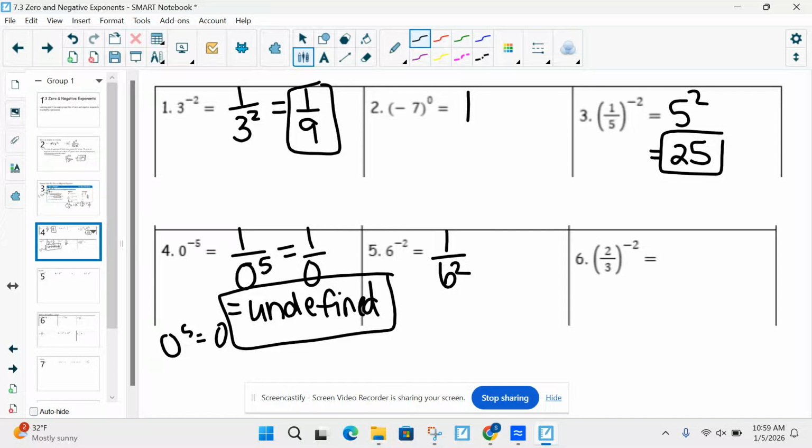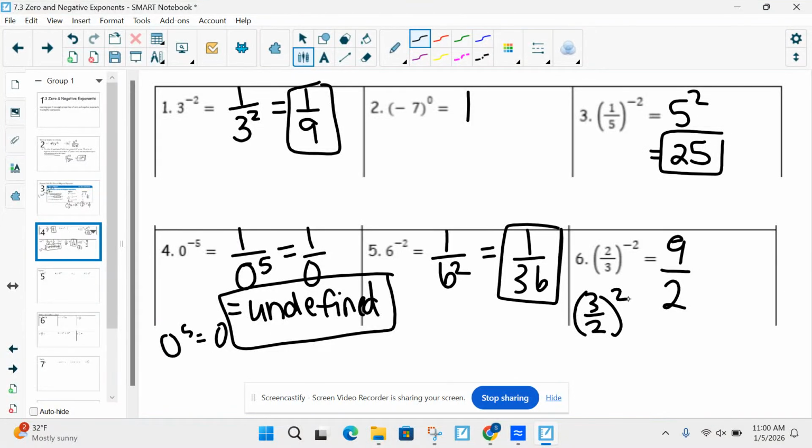Anyone want to try number 6? Oh yeah, we could have put 1 over 36. Xander? 3 squared would be 9 over 2. Close. What needs fixed? 9 over 4. Yes, because you have to square the 2 also. So first it would be (3/2) squared. Don't get rid of the parentheses yet until you square everything in the parentheses. So it should be 9 over 4, not 9 over 2.